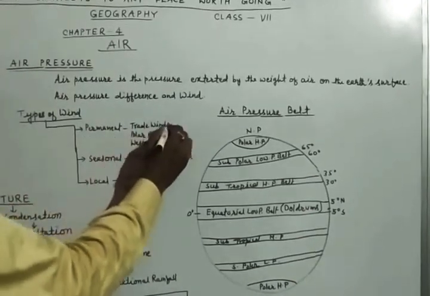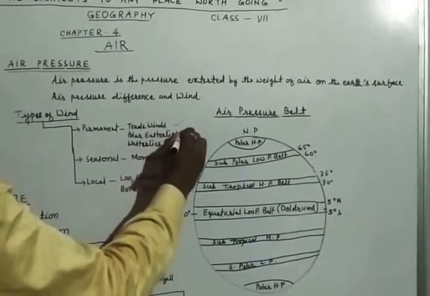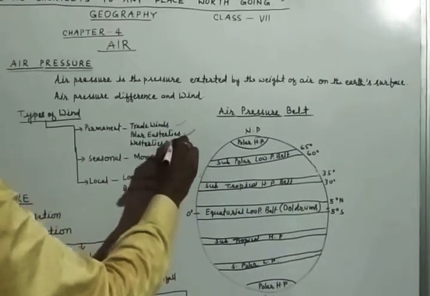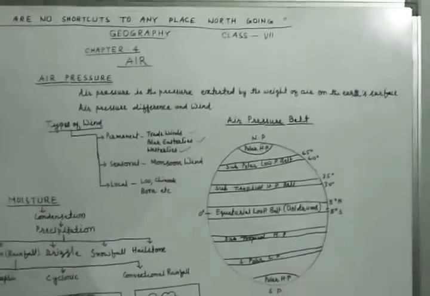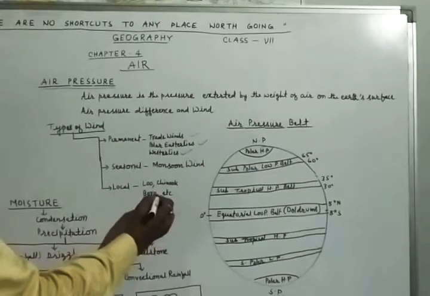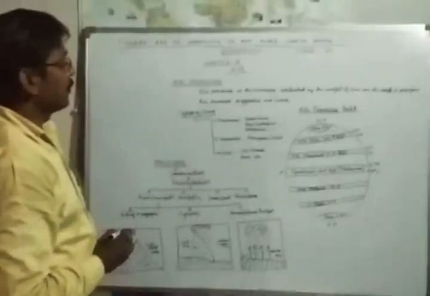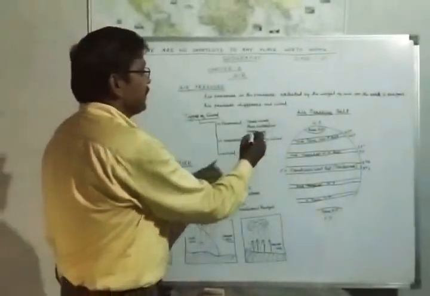Permanent winds are trade winds, polar easterlies and westerlies. Seasonal winds are monsoon winds. Local winds are Loo, Chinook, Bora, Khamsin, etc. Okay, so now I am going to tell you about air pressure and wind.